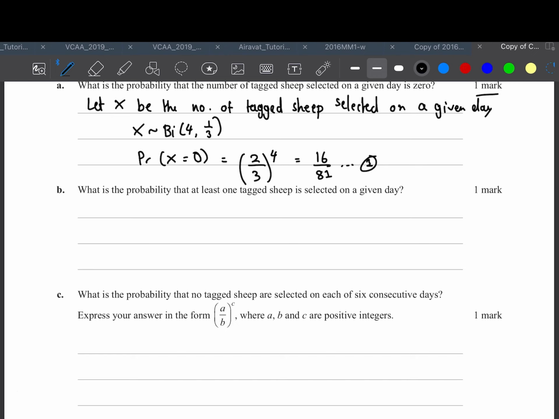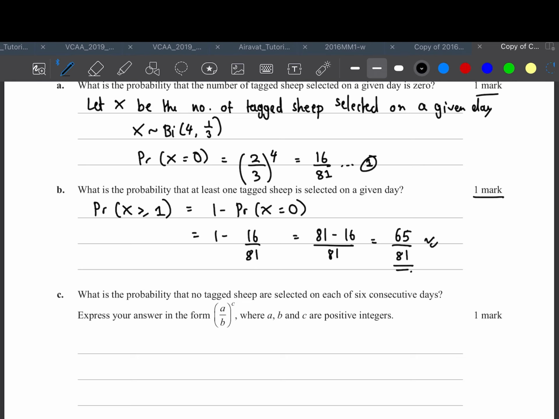What is the probability that at least 1 tagged sheep is selected on a given day? Now, they want us to find the probability that at least 1 tagged sheep is selected every day, which is equivalent to writing 1 minus the probability that x is equal to 0. We already found the probability that x is equal to 0. So 1 minus 16 over 81 is 81 minus 16 over 81, which gives us 65 on 81. So 1 mark again, just for the correct answer.